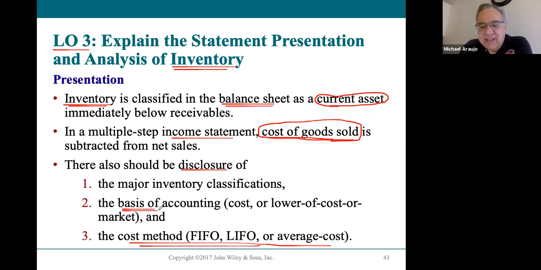But they also have to disclose something called the basis of accounting, which means the number that you see, particularly for the asset, is that the real cost of the inventory to the company? Or did they use a method called lower of cost or market, which we're going to look at today? It sounds like it's a little bit complex, but it really is quite simple.